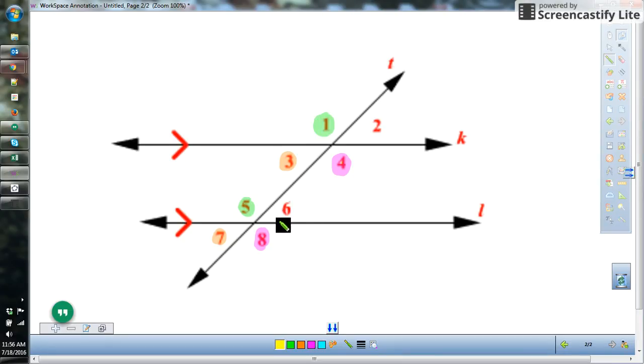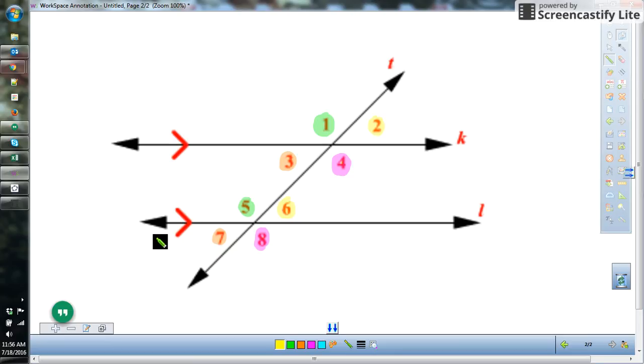And then lastly, top of this parallel line and the right-hand side of the transversal is angle 6. Top of this parallel line and right-hand side of transversal is angle 2. So there are my 4 pairs of corresponding angles.